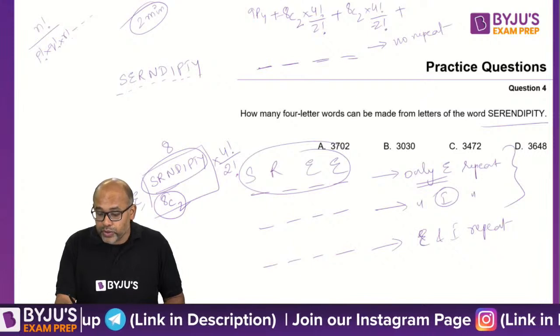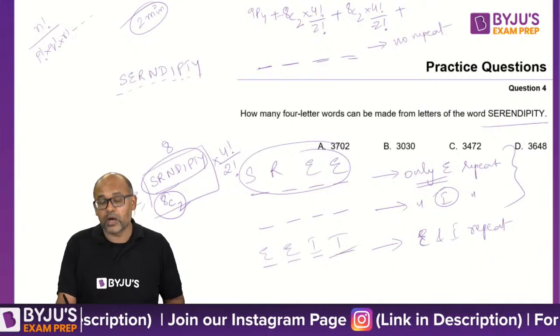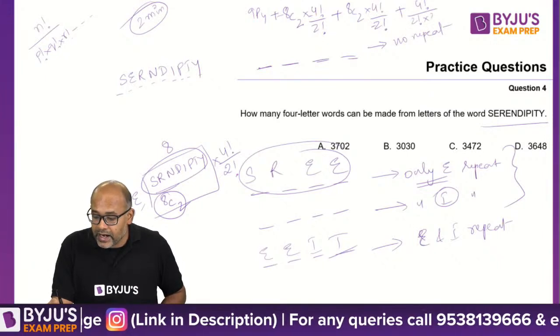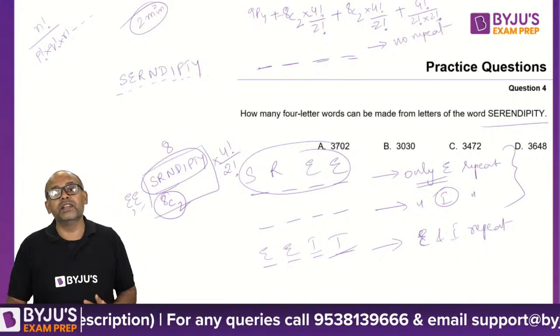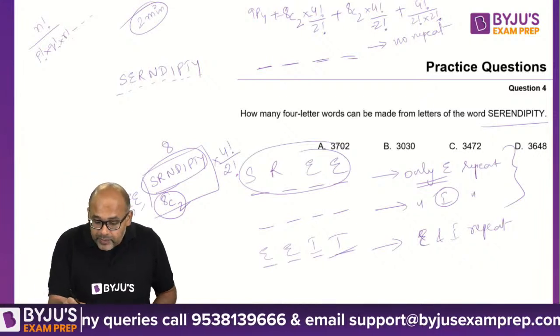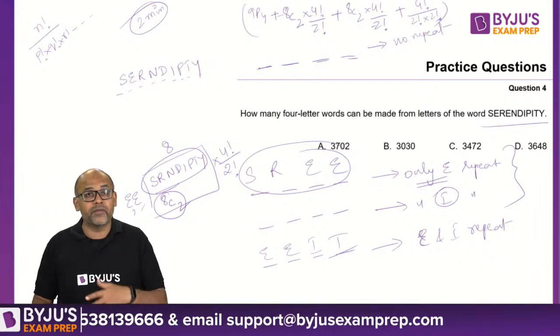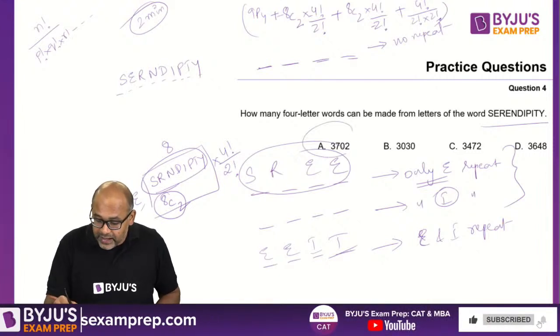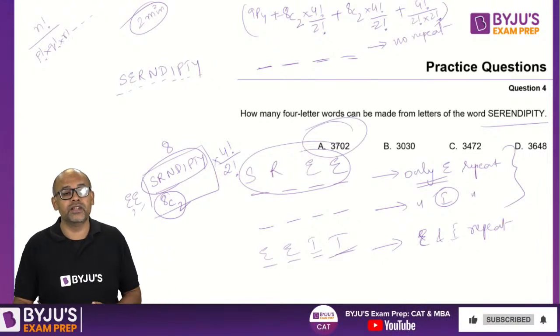And then finally 2 E's and 2 I's. How many ways can I do this? This is 4 factorial by 2 factorial and 2 factorial. This is your full answer. If you expand this and simplify, which I'm not doing right now, you can do it later for practice, you will get the answer as option A, 3702.